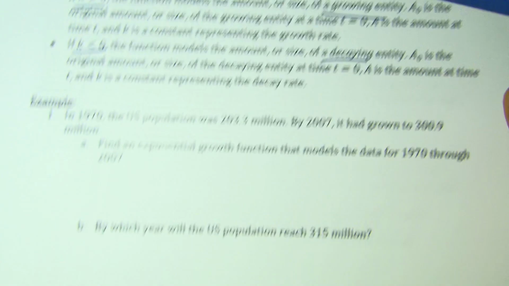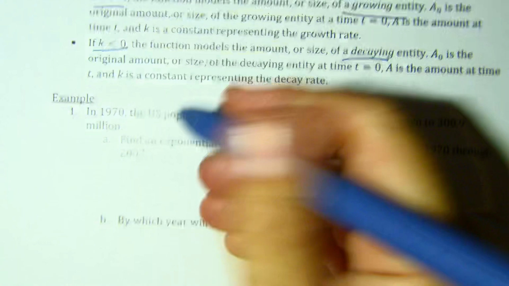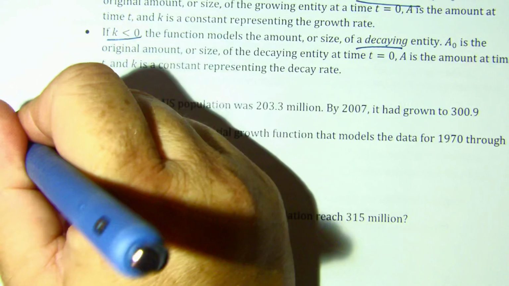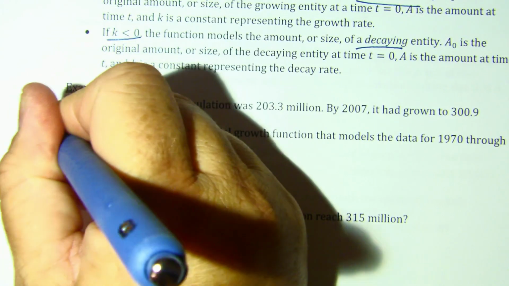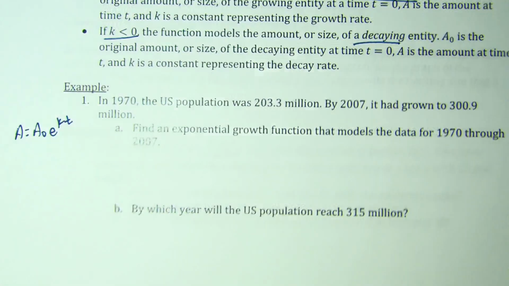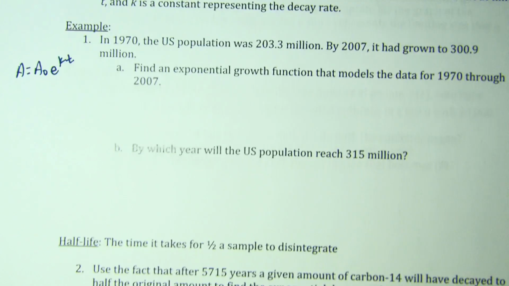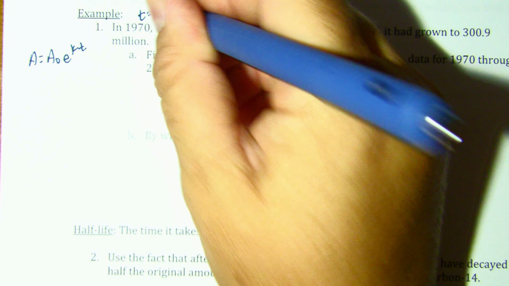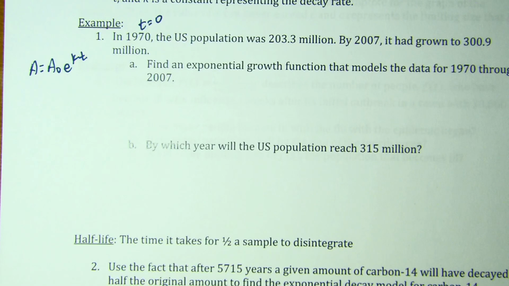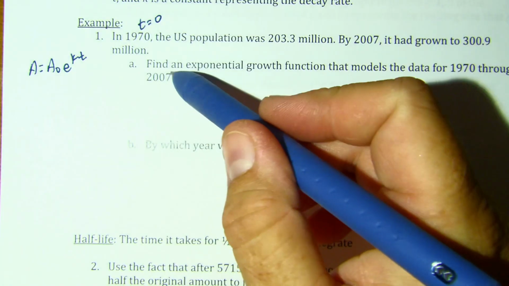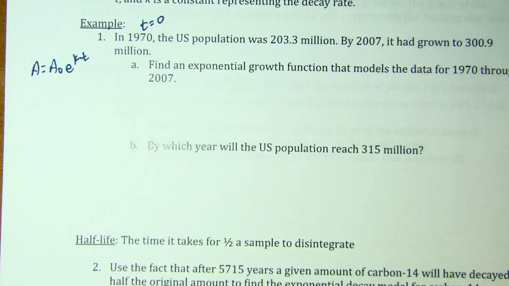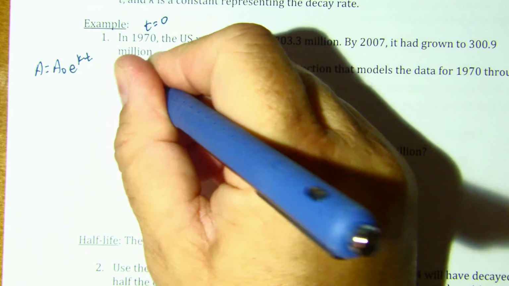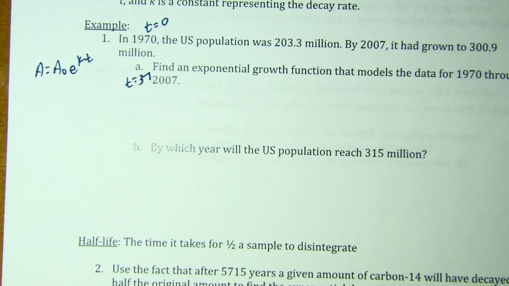So we're going to be using that formula right here. So I'll just go ahead and write it over here. A equals A naught e to the kt power. And it tells us our initial population. So think of 1970 as t equals 0. No time has passed yet. 2007 then would be 37 years later. So 2007 would be t equals 37.